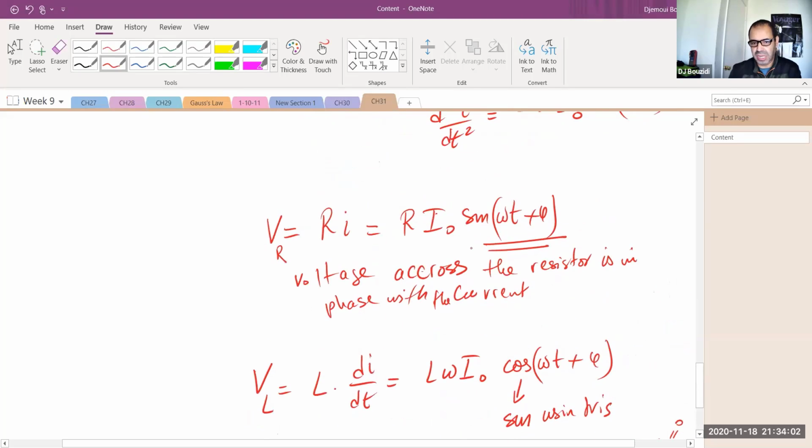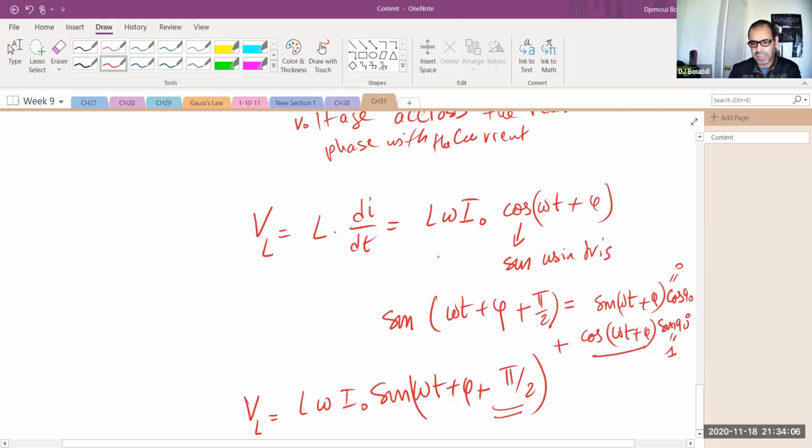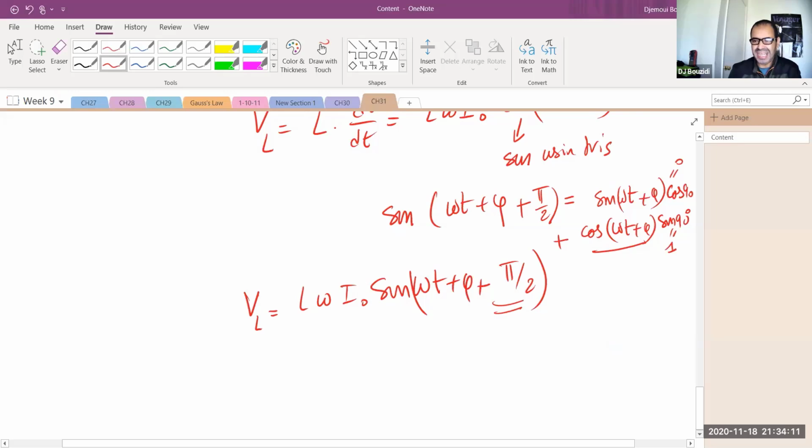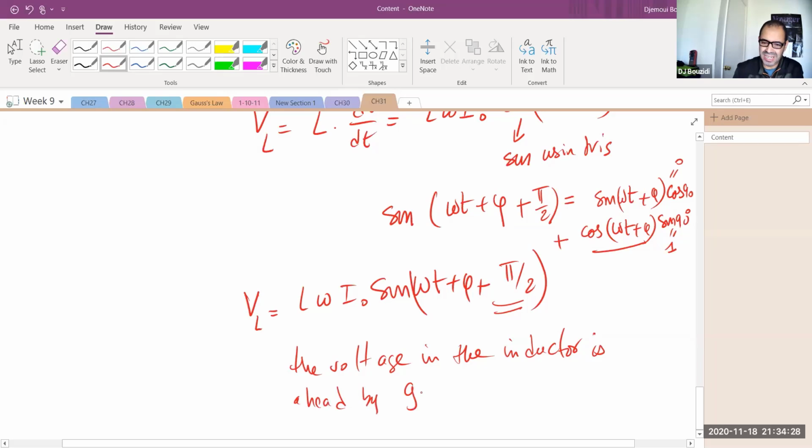The amplitude is scaled by omega times L, but it's also shifted by 90 degrees. So it's ahead of the current by 90 degrees. I say in this case, the voltage in the inductor is ahead by 90 degrees versus the current.